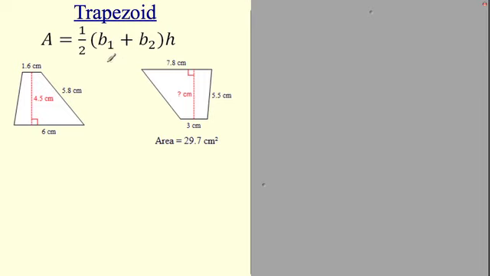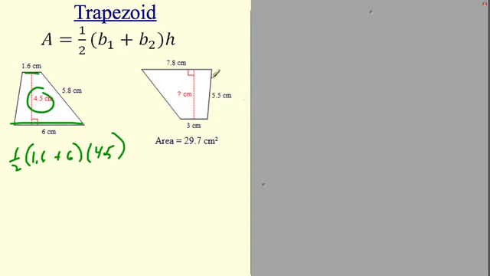So again, base 1 plus base 2 times the height. So this is just a matter of plug and chug. B1, B2, height. Plug it all in there. Add it all up. It's not too bad when you just plug all those numbers in. So it should be okay.